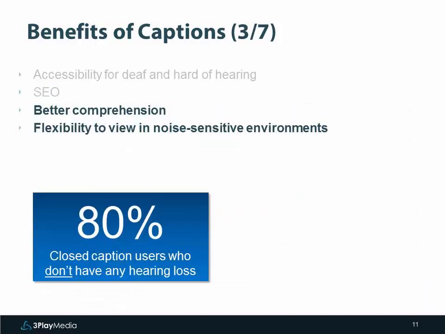The next benefit is that captions improve comprehension, and they allow the video to be consumed in noise-sensitive environments like a library or workplace, especially in cases where computers sometimes don't even have speakers, so it's impossible to hear the audio without headphones. So captions really make that content a lot more flexible. And there's a really interesting study that was done by the BBC in conjunction with the Office of Communications. They found that 80% of people who turn on captions actually don't have any sort of hearing loss whatsoever. They do it because it helps them to understand the content better. So we thought that was really interesting.